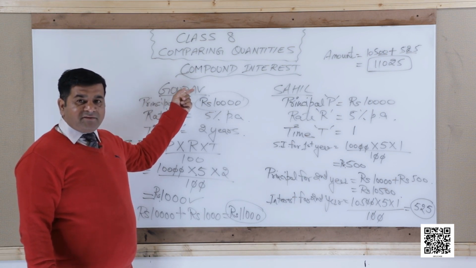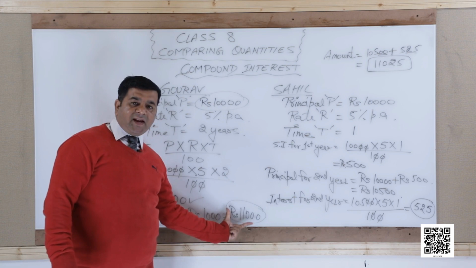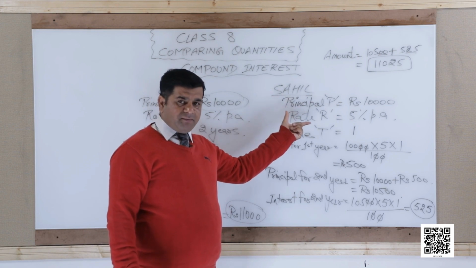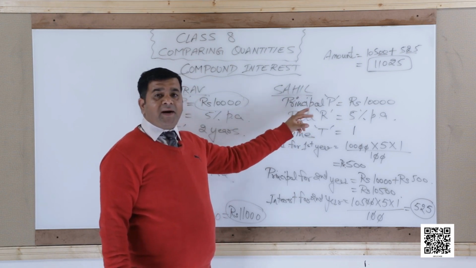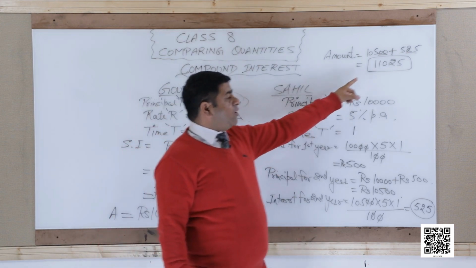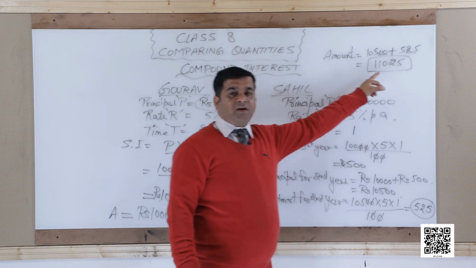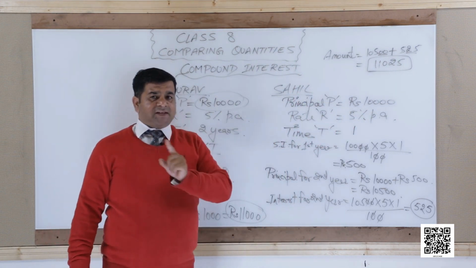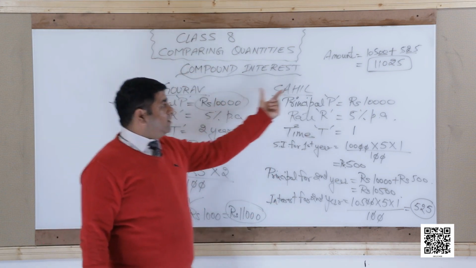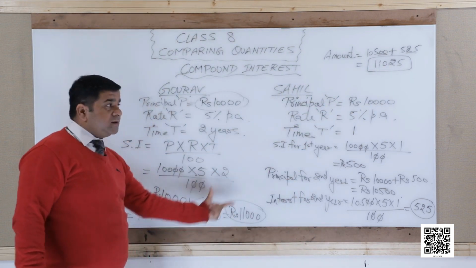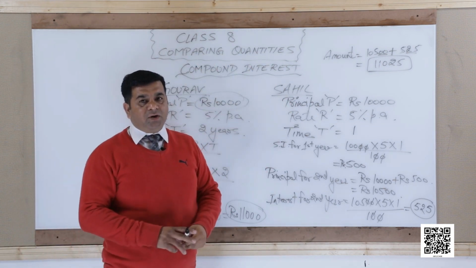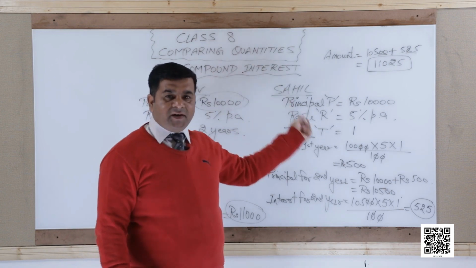Gaurav's bank gave him simple interest and he got rupees 11,000 after 2 years. Sahil also deposited the same amount, same rate, same time, but his interest was calculated compoundedly, that is compounded every year, and he got 11,025 rupees, that is he got 25 rupees extra. See students, the amount was only 10,000. Suppose this amount was in crores, then this difference between Sahil's amount and Gaurav's amount would be much more. So that is the advantage of compound interest.